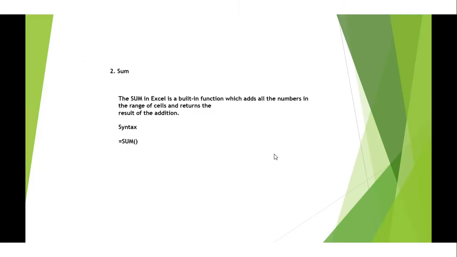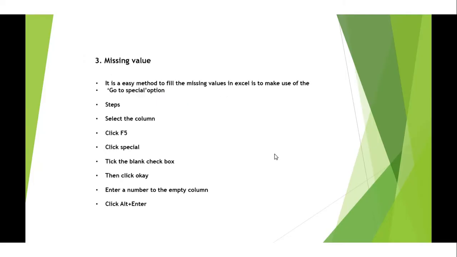Next we are going to the third function, that is missing value. An easy method to fill the missing values in Excel is to make use of the Go To Special option. The steps: select the column, press F5, click Special, tick the Blanks checkbox, then click OK. Enter a value in the empty cell and press Alt plus Enter. So we are going to see the missing value function in Excel.